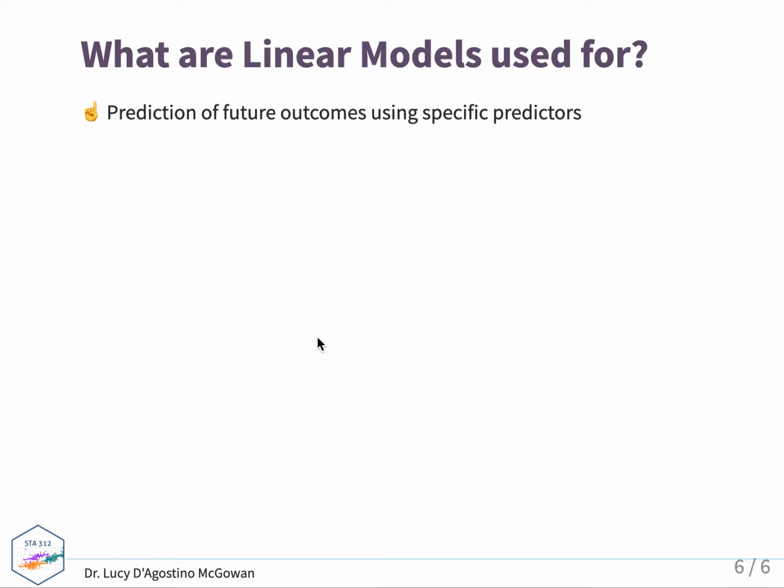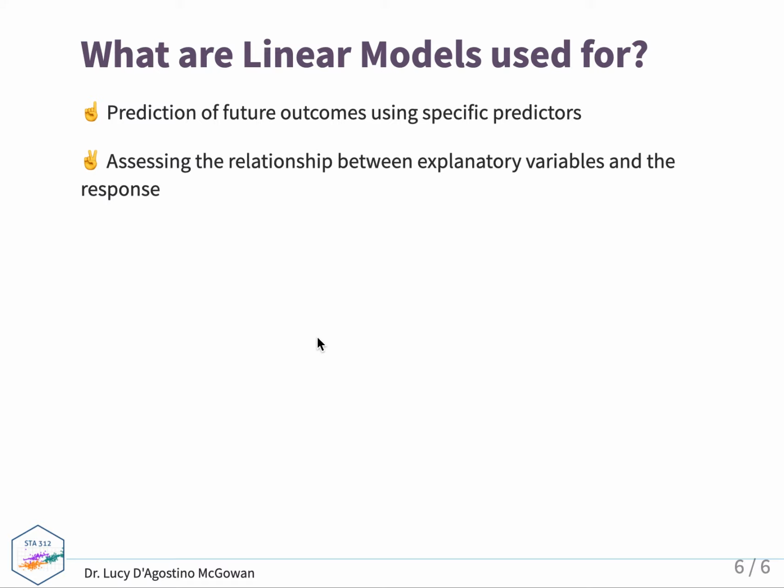So what are linear models used for? Well, there are two main things linear models are used for. The first is prediction of future outcomes using specific predictors, and the second is assessing the relationship between explanatory variables and the response. A lot of this class is really going to be focused on the theory behind these linear models, but I just wanted to give a little bit of context for what we're doing here: when we can appropriately fit a linear model, what needs to happen before you even get to the step of thinking about fitting a model, and what we might use those models for in the long run.